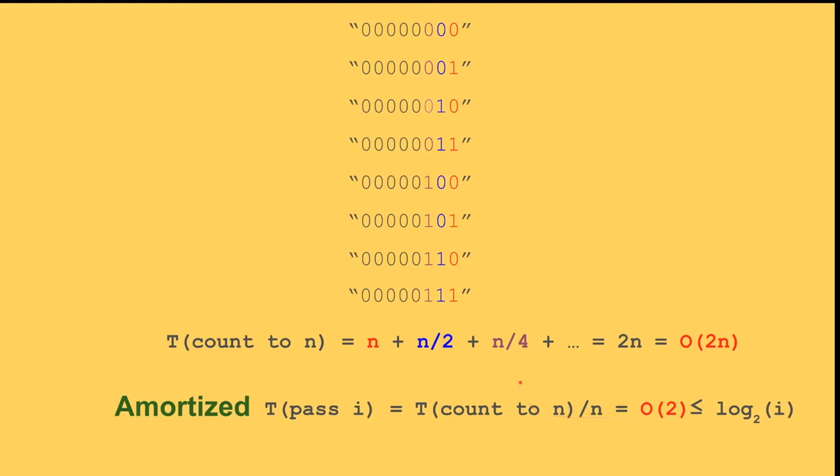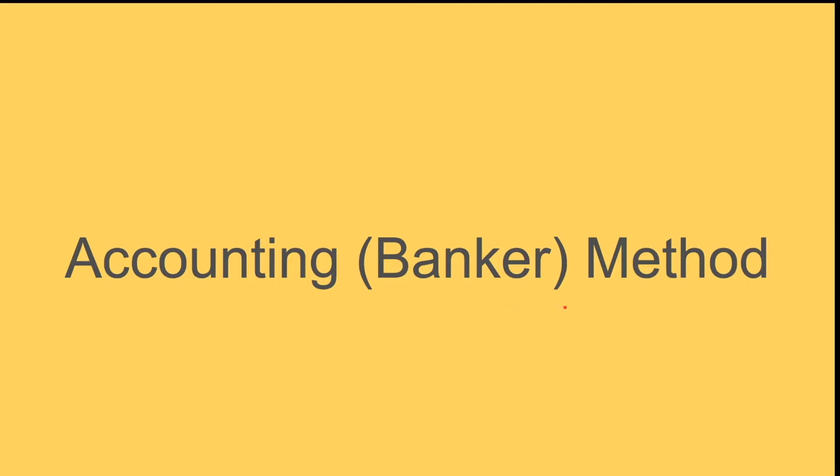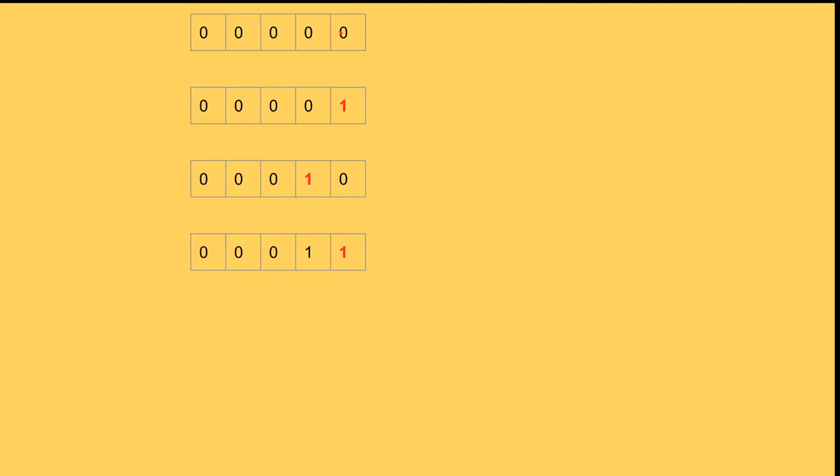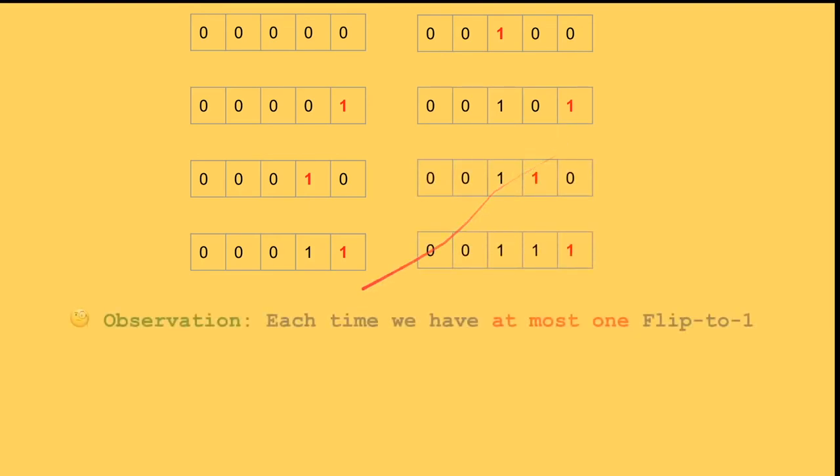Now, we can calculate the same thing using the accounting or banker method. So observe the sequence of counts. First, we have this value, all zeros. Then we have 1. Then we have 1, 0. Then we have 1, 1. So if you notice, each time we have at most one flip from 0 to 1. So here there was one flip from 0 to 1. Here this bit flips. Here this bit flips. And then from here to here, these two bits flip to 0, but a flip from 0 to 1 only happens once. Same thing here, a flip from 0 to 1 only happens once. So this is an observation that we make. Each time we have at most one flip from 0 to 1.